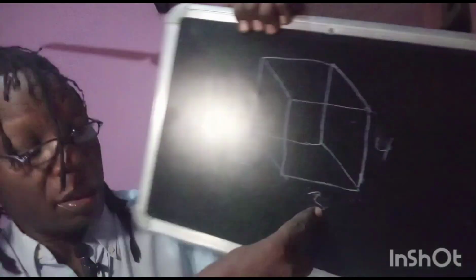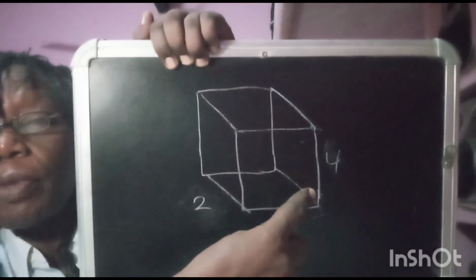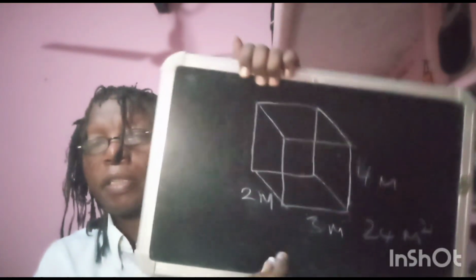So this will be 3 times this, which will be 6, and 6 times 4 will be 24 meters cubed, centimeters cubed, inches cubed, whatever. Let's assume it is in meters. So this is different from what we are calculating. This is not a cylinder.